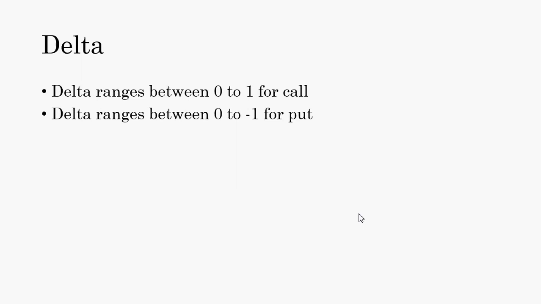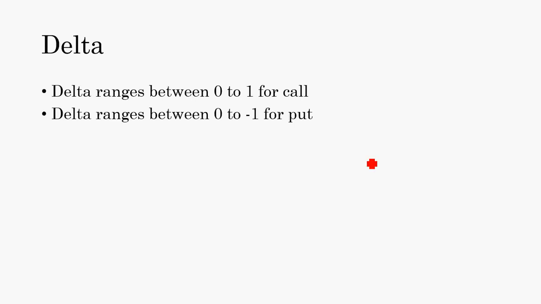Why positive for call and negative for put? If you take a call option, as the asset price increases, the call option becomes more in the money. So the premium of that option will increase. Hence, the delta is positive for call. But for put, as the asset price increases, the option premium will come down because the option becomes more unfavorable. So hence the value is negative for put option.